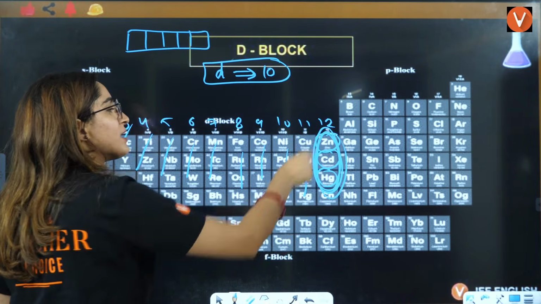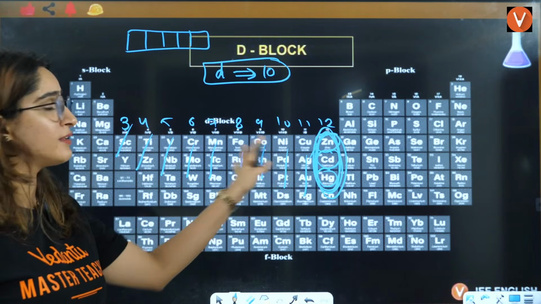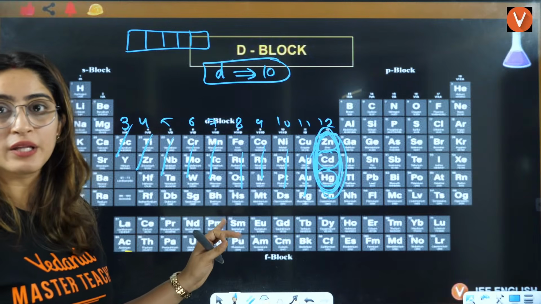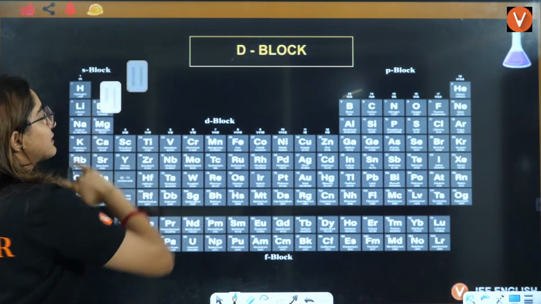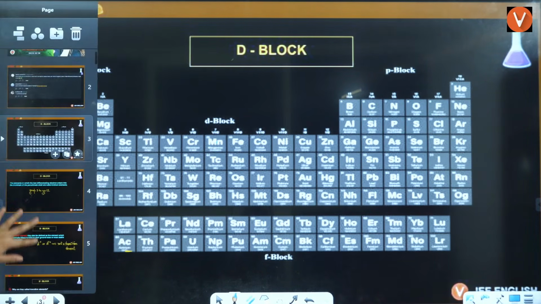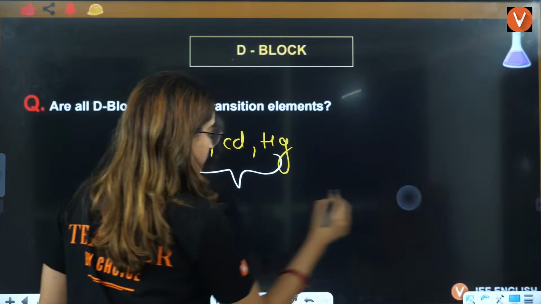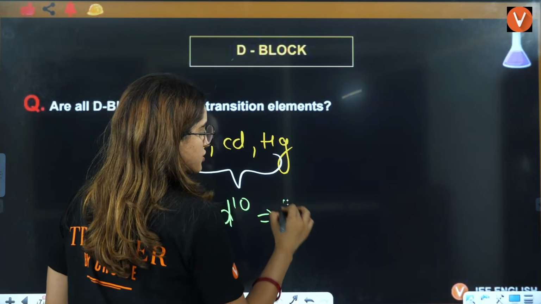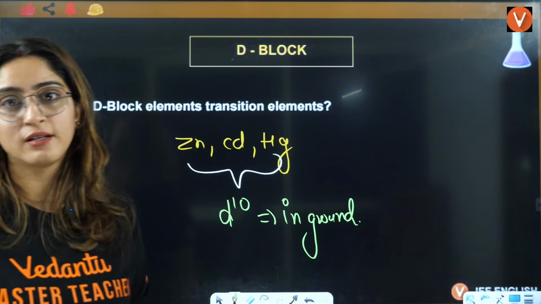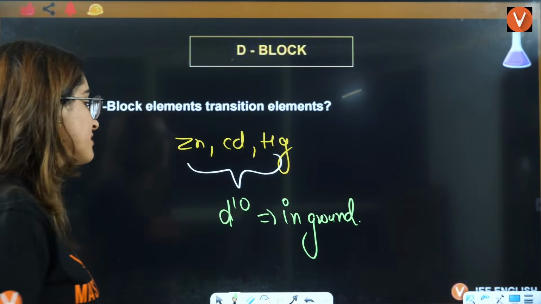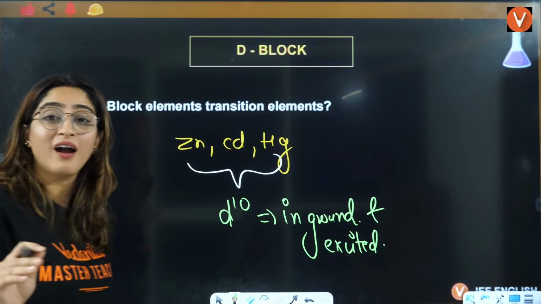And these always have, even in their ground state, they are 3D10, right? So they have fully filled D block, right? That is the reason they are called non-transition elements, right? Because they have D10 in ground state. That means they don't need to be excited to have D10 in their ground state, and even in their excited state, they are D10 only.